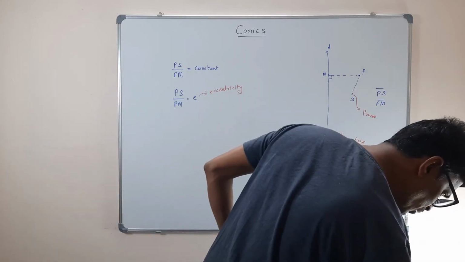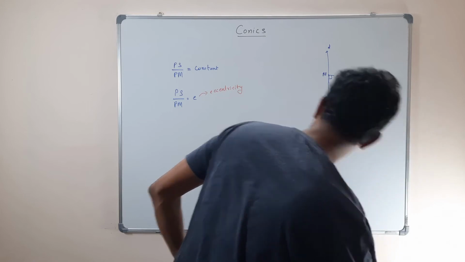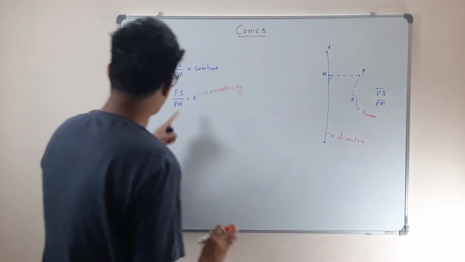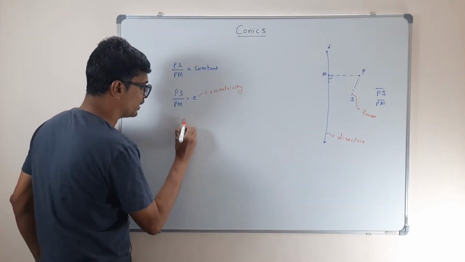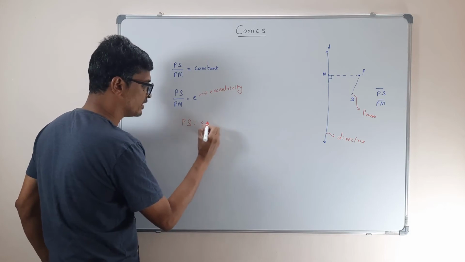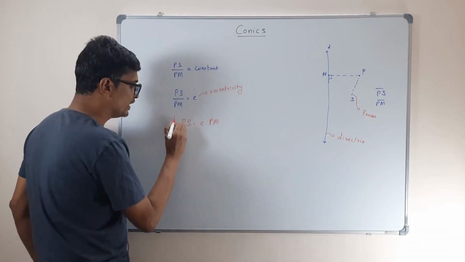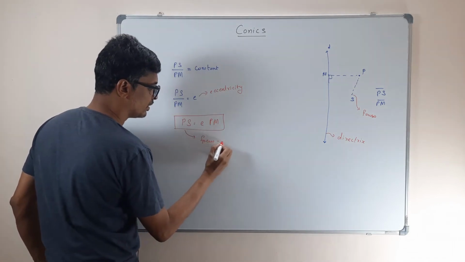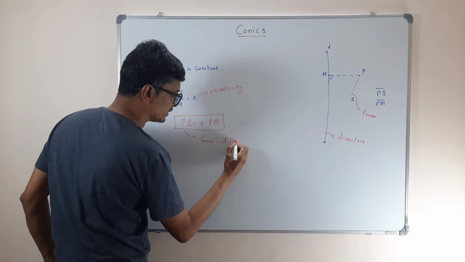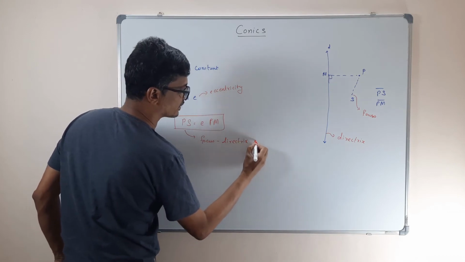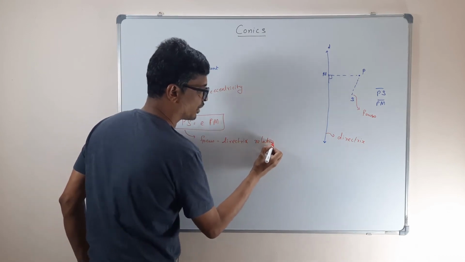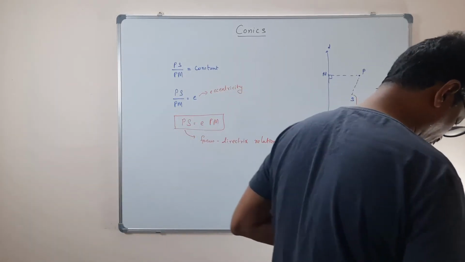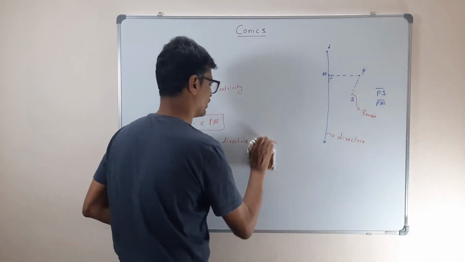Eccentricity. Spelling? E-C-C-E-N-T-R-I-C-I-T-Y. Eccentricity. Okay, so now from here we can write PS is equal to eccentricity into PM. This is what you call the focus-directrix relation, and it is a property, what they call the focus-directrix property.